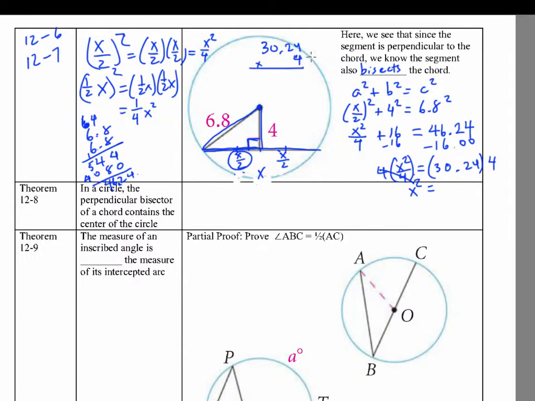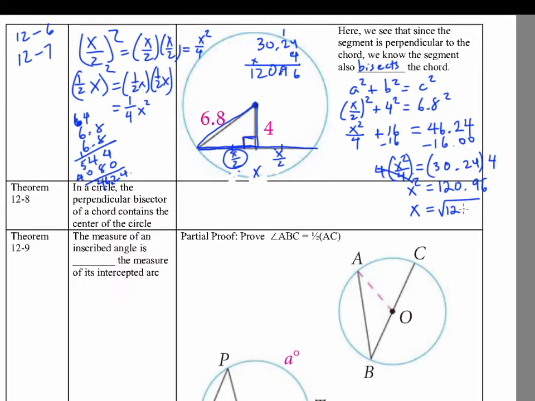What is 30.24 times 4? We'll move the decimal over twice afterwards. 4 times 4 is 16. 4 times 2 is 8, plus 1 is 9. 4 times 0 is 0. 4 times 3 is 12. Moving the decimal, we get 120.96. So we're going to square root that. x equals the square root of 120.96. If you punch that on your calculator, the square root is 3.6. So that was a challenge problem.